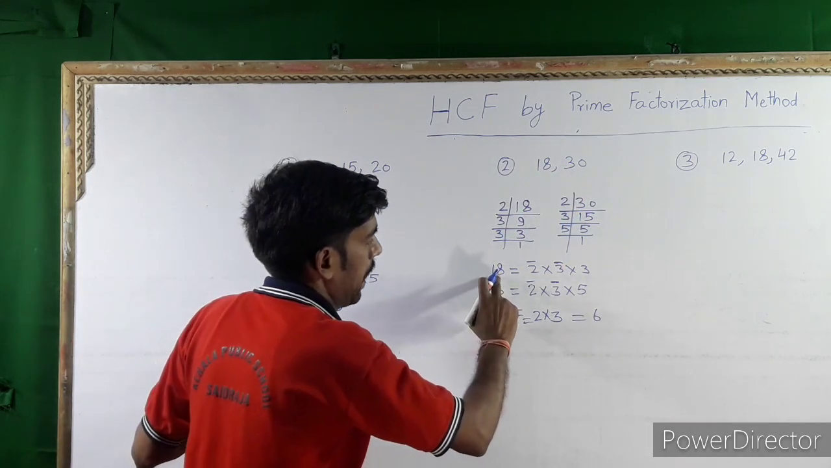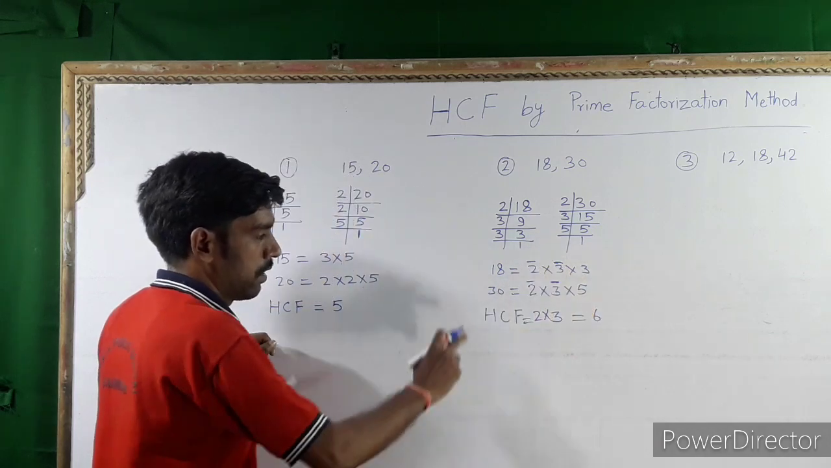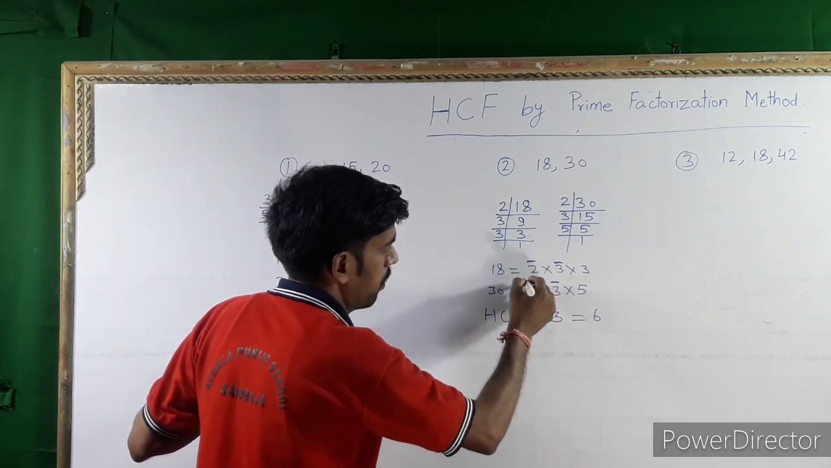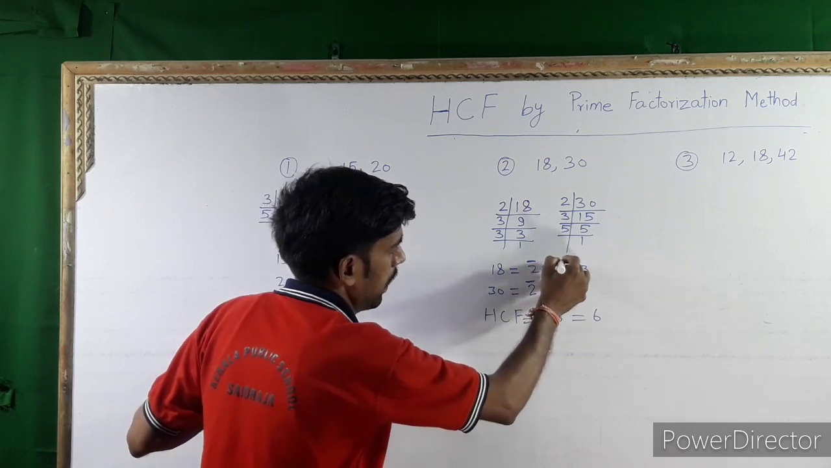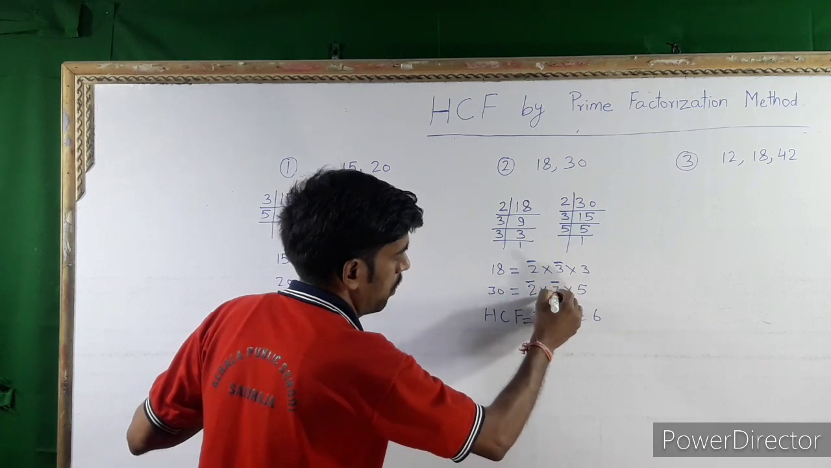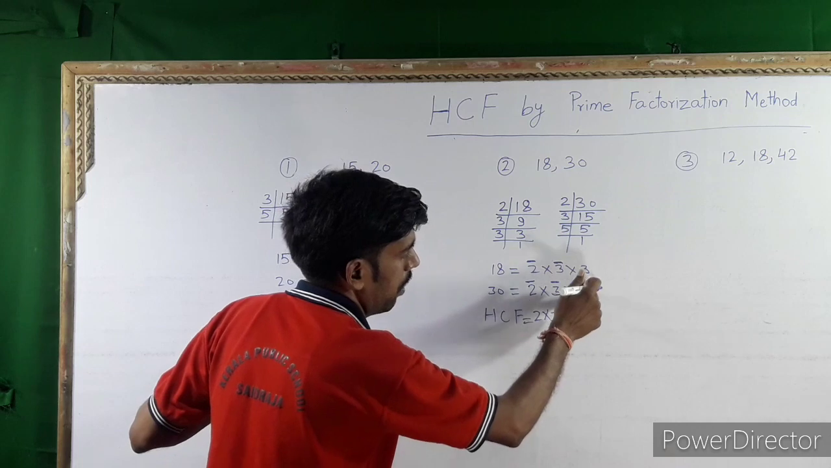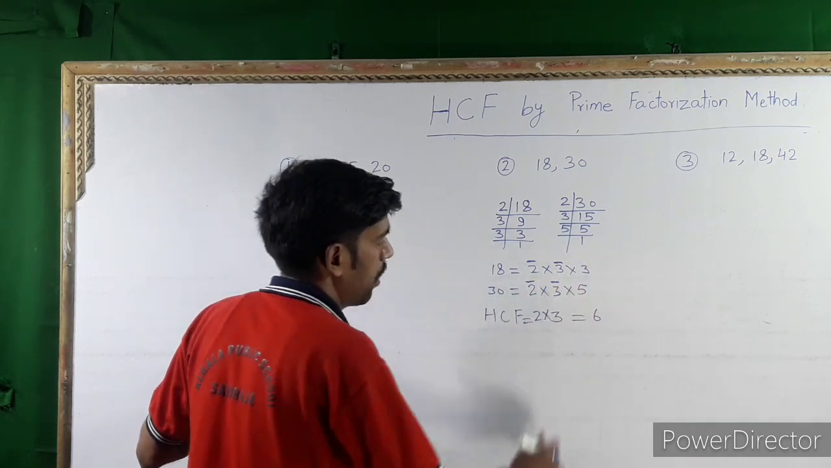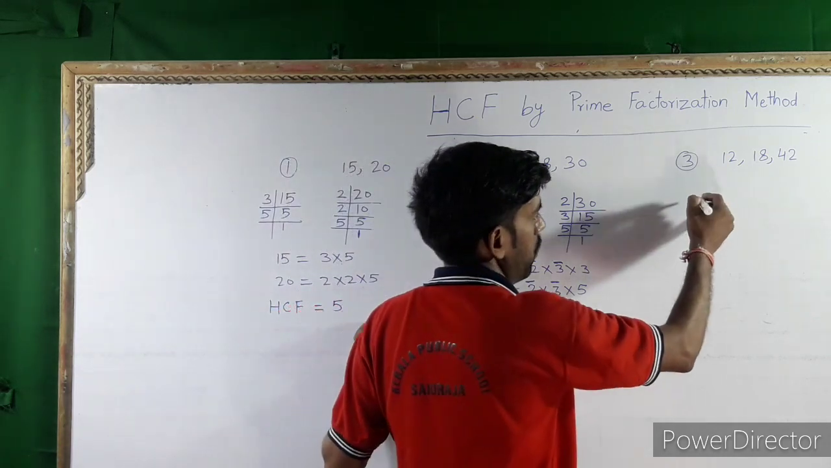Once again, 18 is equal to 2 into 3 into 3. 30 is equal to 2 into 3 into 5. The first 3 is common, included in both numbers. The second 3 is not in both numbers, and 5 is also not common. Only common factors are taken.